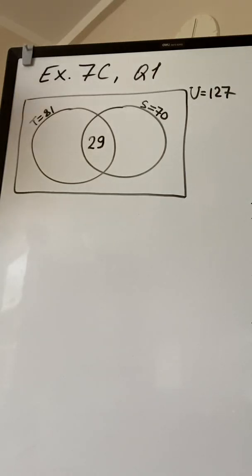This is question 1 from exercise 7C. A survey of 127 consumers found that 81 had a tablet computer, 70 had a smartphone, and 29 had both a smartphone and a tablet computer. Before we go into questions, let's just record what we have, what was given to us.